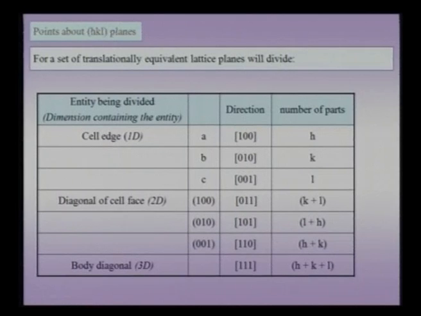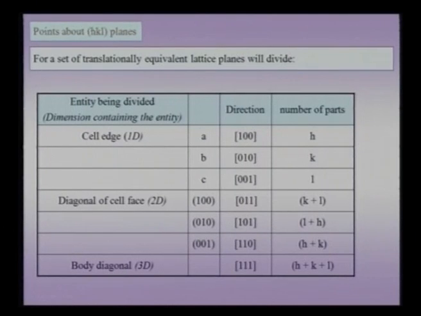If you have a translationally equivalent set of lattice planes, it will divide, for instance, the cell edge. Along the 100 direction, the A edge, an HKL plane will divide it into H parts. Along the 010 direction, the B direction, it is divided into K parts. Along the C direction, it will divide into L parts. Now, this is the cell edge divisions. Suppose you are talking about the face diagonals: the HKL plane will divide the 011 direction into K plus L parts, the 110 into H plus K parts, and the 001 into H plus K parts.